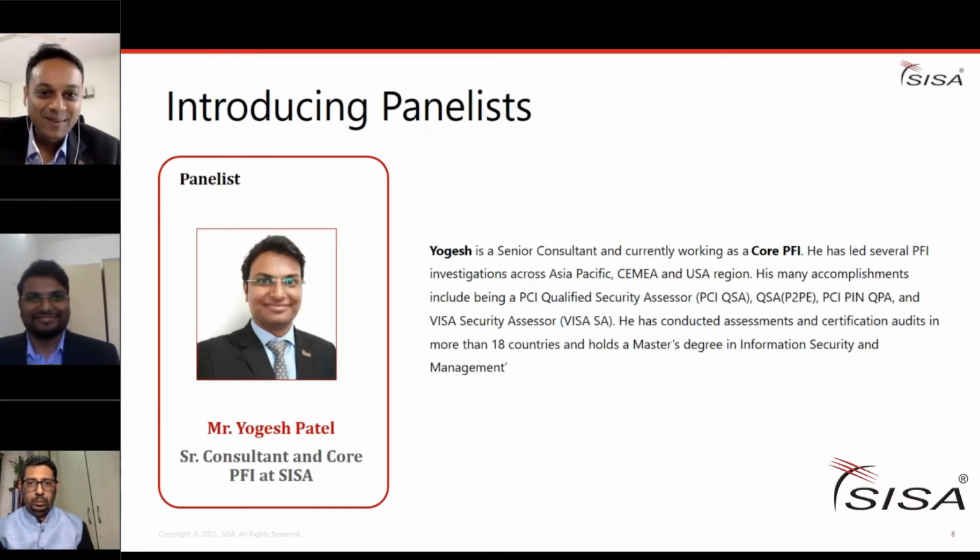But Yogesh is with us to share his perspective on what we can learn from forensic investigations and implement, and how that gets married with compliance at the end of the day with this RBI directive. So quite a strong panel today that we've got.